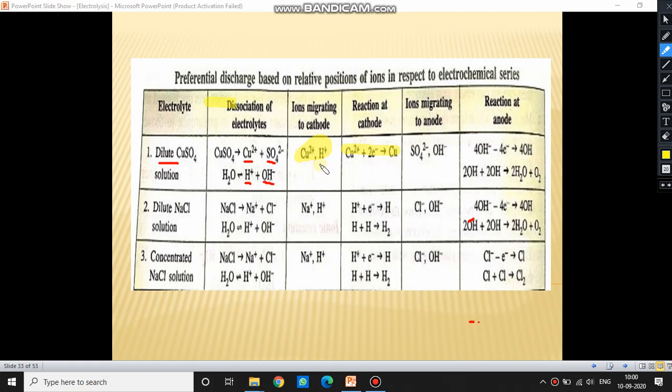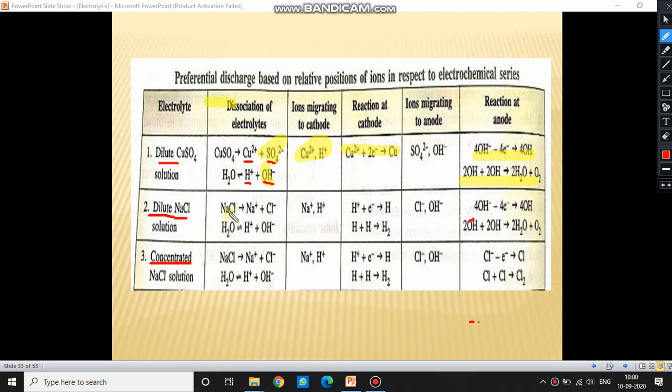Similarly, out of OH minus and sulfate, there are two anions in the system having competition. So OH minus wins the race, and remember this reaction I told you, I had written myself and told you that this is the observation that is taking place at anode. So here oxygen gas will be evolved. Now, second example, if you take dilute NaCl, and the second case is concentrated NaCl, let's see the difference.